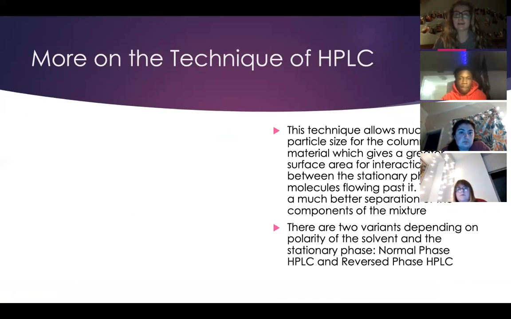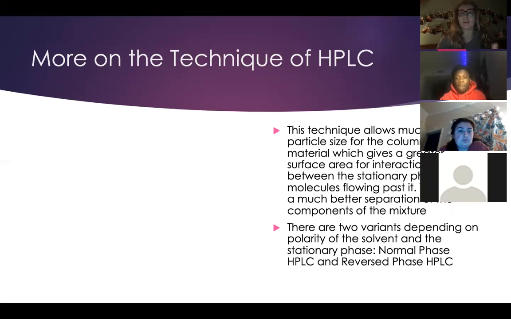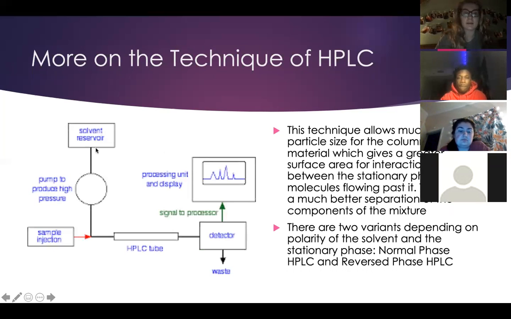More on the technique: it allows much smaller particle sizes for the column packing material, which gives a greater surface area for interactions between the stationary phase and the molecules flowing past it. This allows for a much better separation of the components of the mixture. And there are two variants depending on the polarity of the solvent and the stationary phase. One is called normal phase HPLC, and the other is reversed phase HPLC. And this diagram basically just shows how HPLC works, going through the steps.